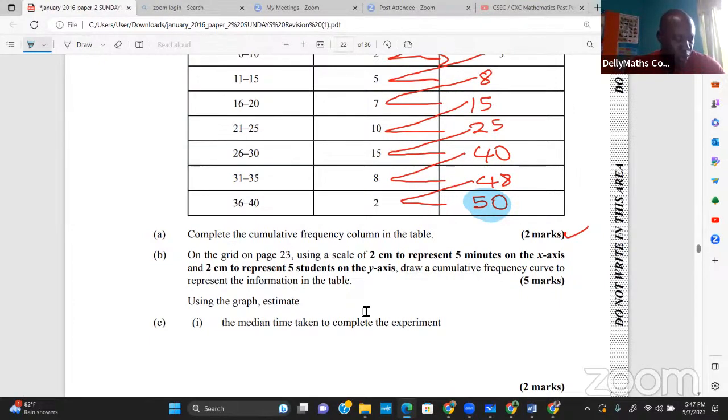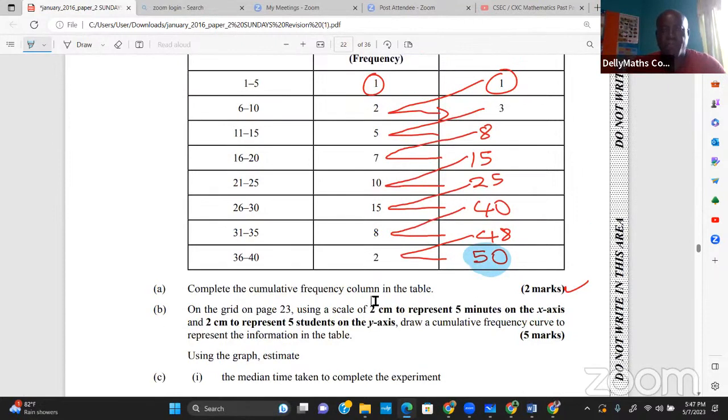Now, our cumulative frequency curve is done against the upper boundary, not these numbers. So I'm going to create the upper boundary here. I'm going to be adding 0.5. So this is 5.5, 10.5, 15.5, 20.5, 25.5, 30.5, 35.5, and 40.5. So here we have our upper boundary.